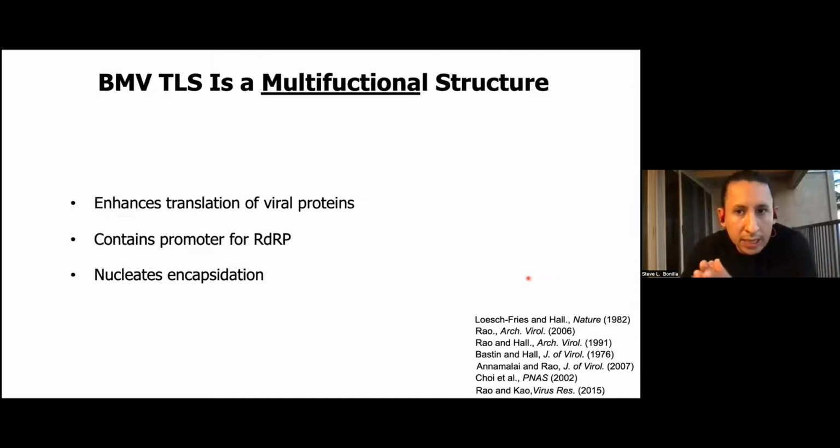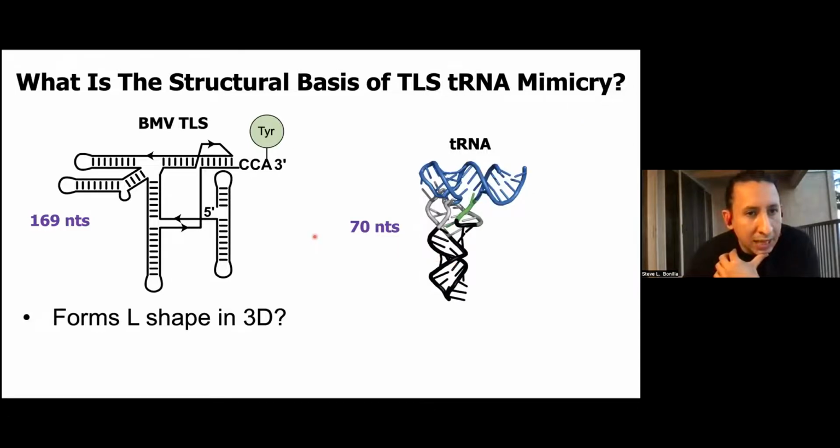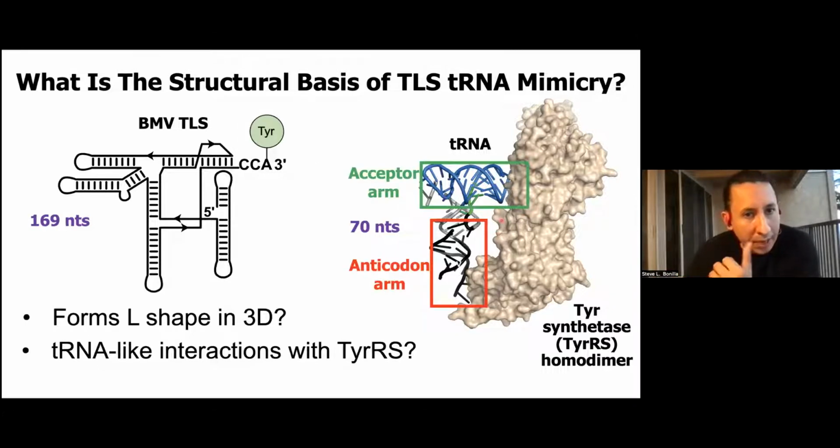And particularly puzzling was its ability to mimic tRNA. That was very interesting because it was not understood how its much more complex and larger secondary structure could be organized in 3D space to mimic the much smaller, simpler tRNA. For example, we didn't know whether the TLS was able to form something that resembled the canonical L shape of tRNA in 3D. We knew that the TLS is able to interact with the tyrosyl synthetase homodimer to get tyrosylated, but we didn't know whether those interactions resembled those of tRNA. It was still a question whether there was something that resembled or acted as the anticodon arm of tRNA in the TLS.